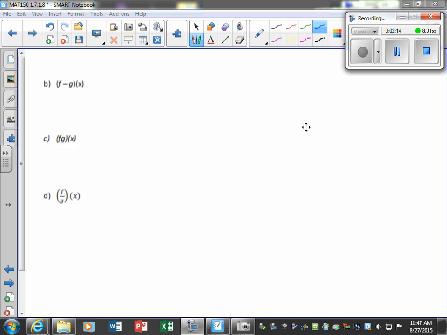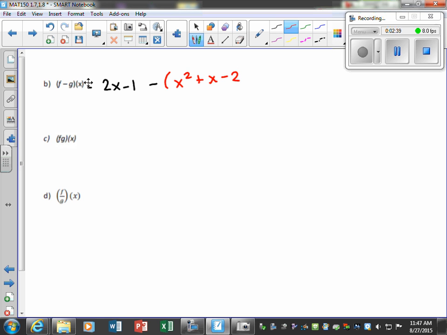B is (f minus g) of x. So basically we're going to take our f of x function and subtract the g of x function. So from the previous screen, f of x is 2x minus 1. Now we want to subtract. You have to be careful here. I would suggest you put parentheses on the g of x function, which is x squared plus x minus 2, because if you don't, you will forget to distribute this negative out for subtraction.